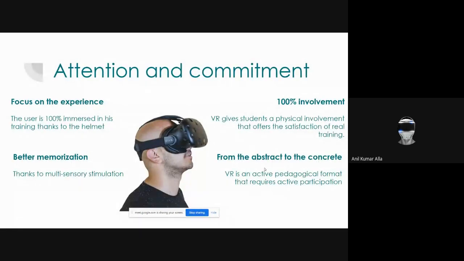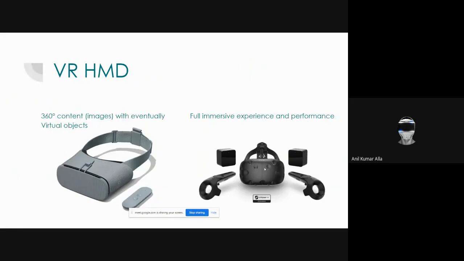If you look at the HTC Vive headset, they use lasers. These small boxes are laser boxes. What they do is send out lasers, and once the laser falls on the HMD, it tells you exactly where the HMD is in space.